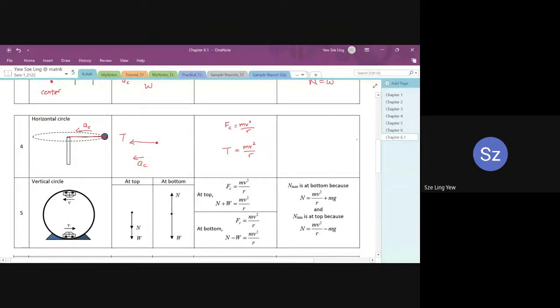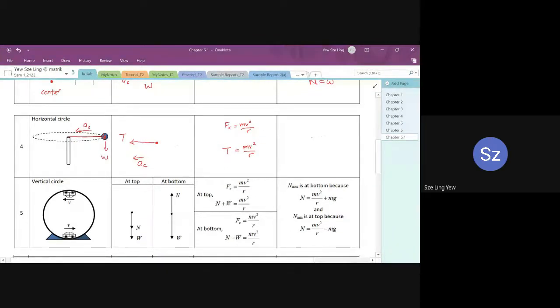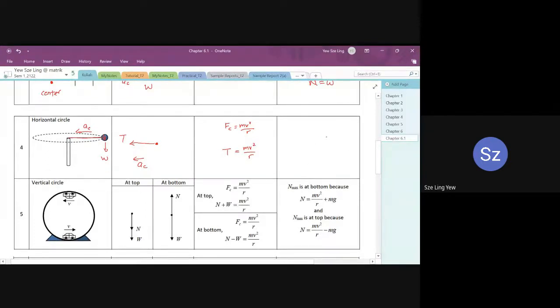Then how about the y component? You have just a weight. So basically, it's just a W. W is equal to nothing. Maybe there is another lift force, but usually for this one, we don't look at the y component.